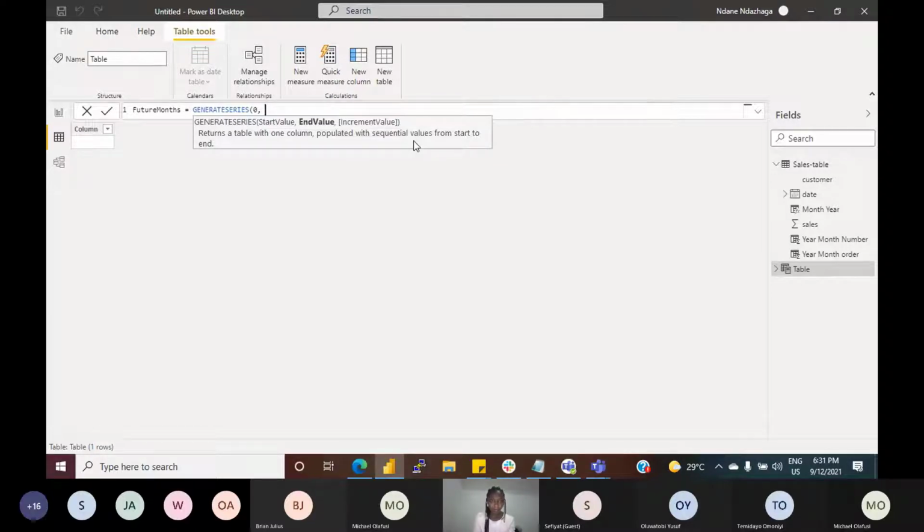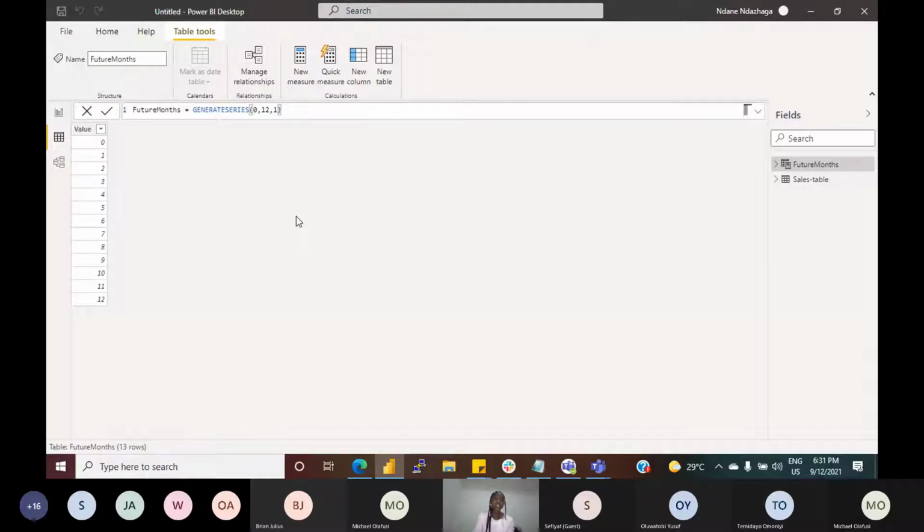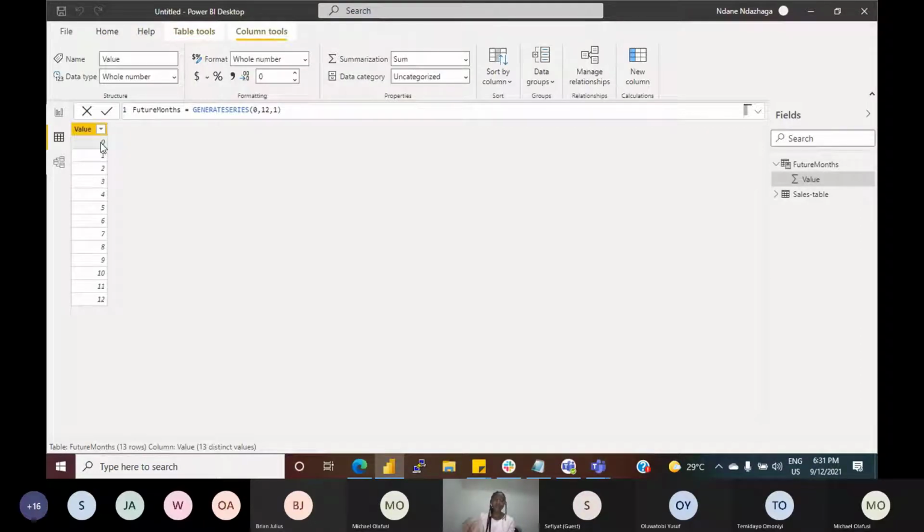And then you should add it by 1. Okay, so you just generated series for months. So this 0 means the first month that the customer joined, then second month, third month. It just explains the customer's life cycle from the first month to the last month of the year. So let me copy this code.